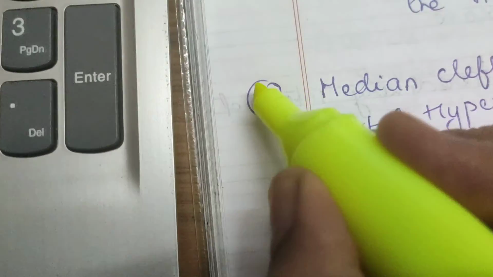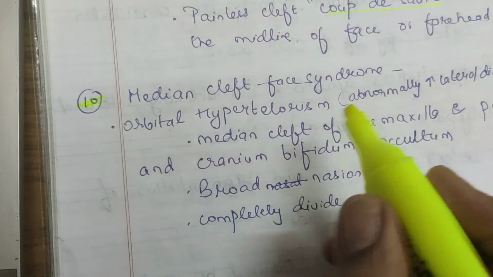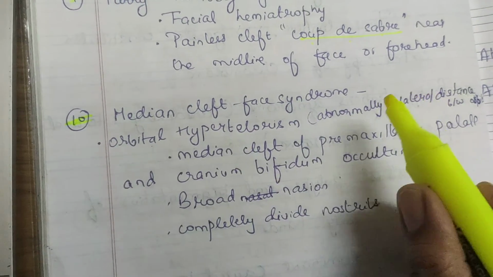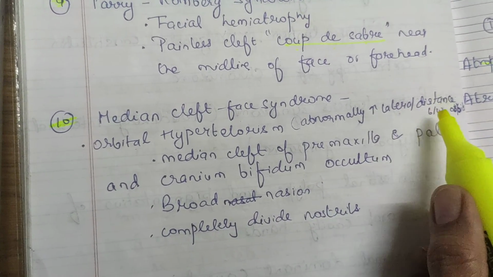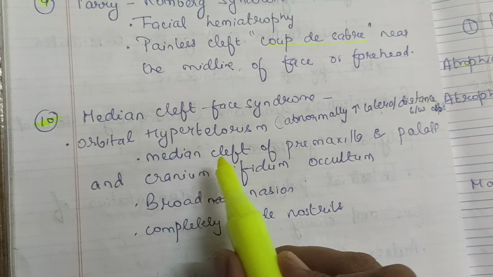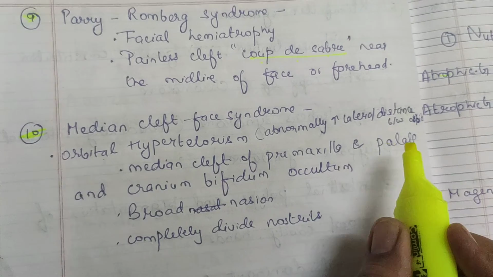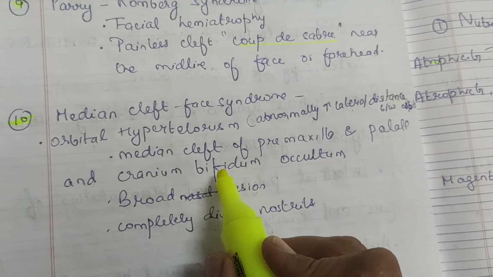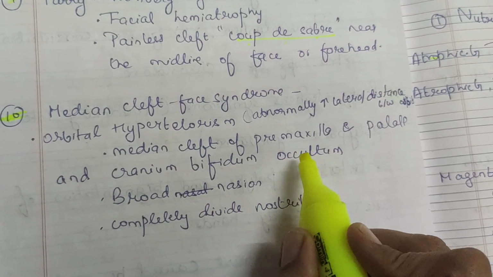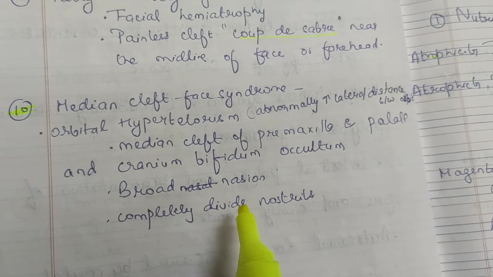And the last one is median cleft face syndrome. In this syndrome, we will see orbital hypertelorism. Hypertelorism means an abnormal increase in the lateral distance between the orbits. Okay, median cleft of the premaxilla and palate, and cranium bifidum occultum. What is cranium bifidum occultum? It is a cleft of the skull. Okay, you will see a broad nasion and a completely divided nostril.